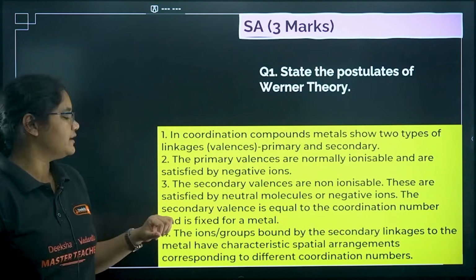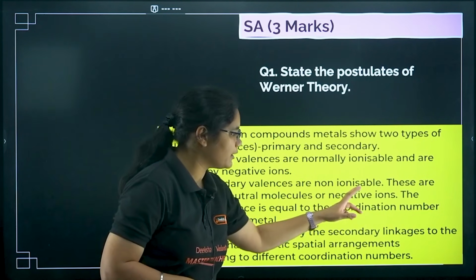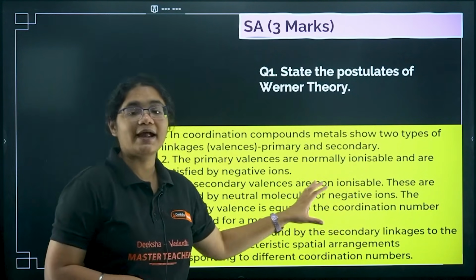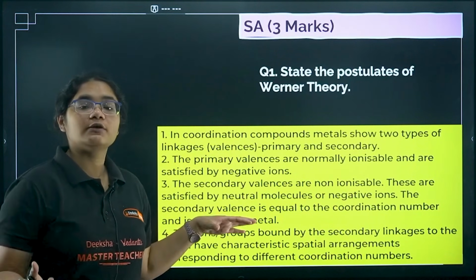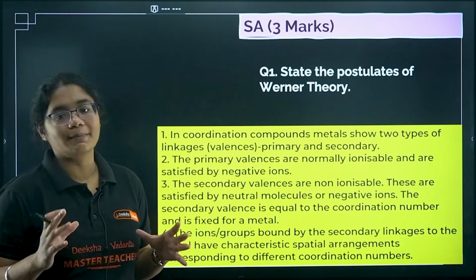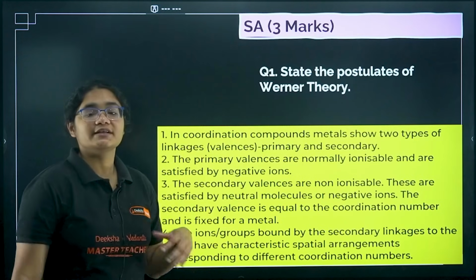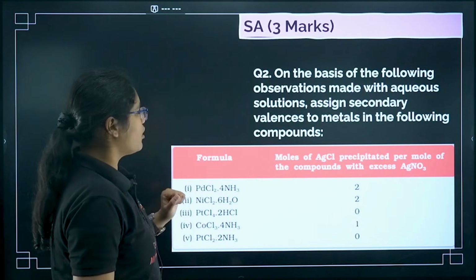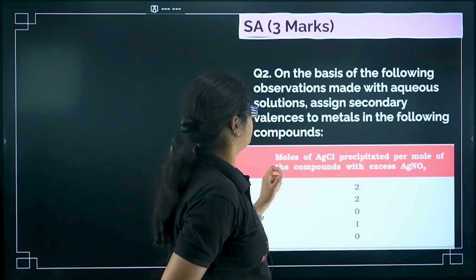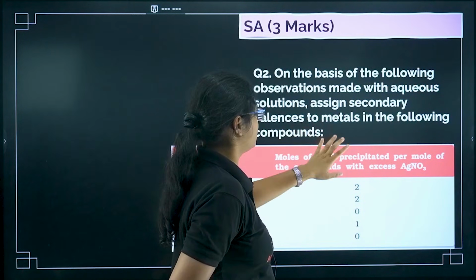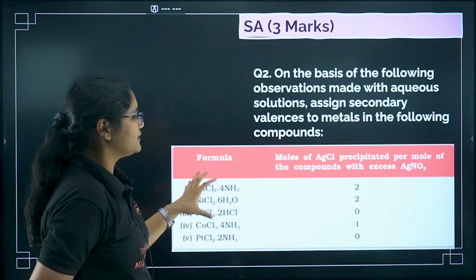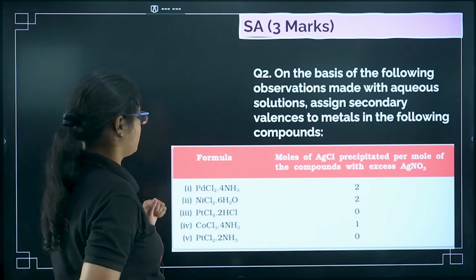And what is secondary valency? Secondary valencies are non-ionizable, and these are satisfied by neutral and negative ions, and it is equal to the coordination number of the metal. Okay, so secondary valency is the coordination number of the metal. Clear? Now second question, on the basis of the following observations made with aqueous solutions, assign the secondary valency to metals in the following compounds. Okay, so this is your exercise in the textbook, so I have taken it from there.